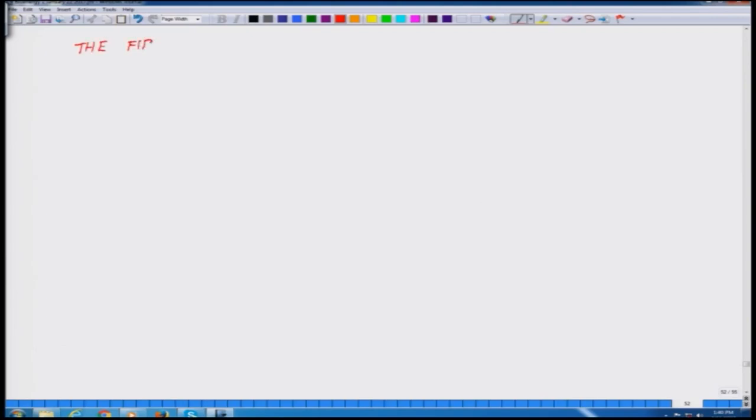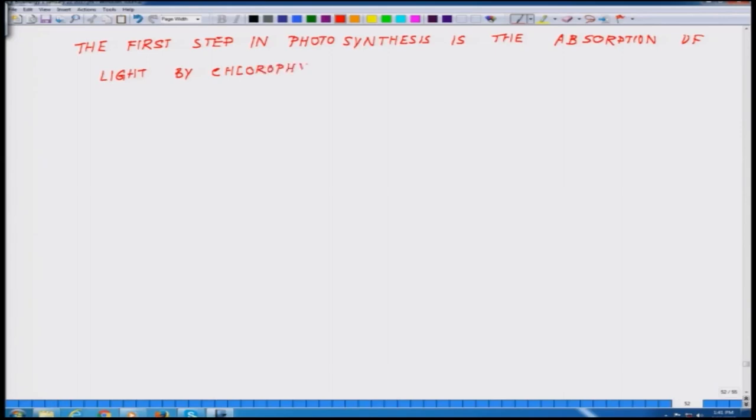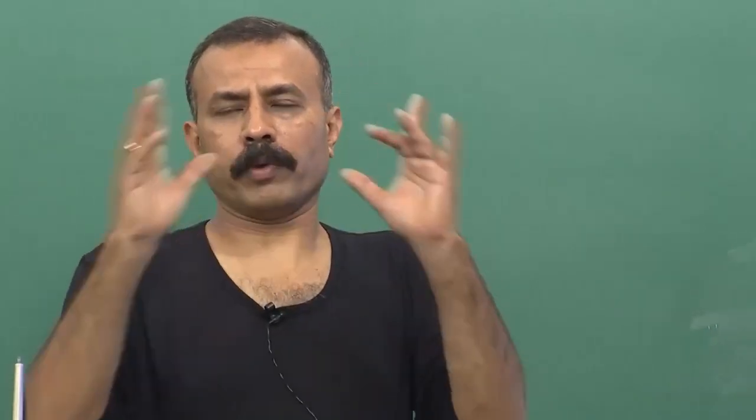The first step in photosynthesis is the absorption of light by chlorophyll, okay? Absorption of light by chlorophyll. We'll talk about the structure of the chlorophyll later, which is essentially a porphyrin. And when we talk about chlorophyll as a porphyrin complex, let me just give you another idea, just to make you understand this whole thing.